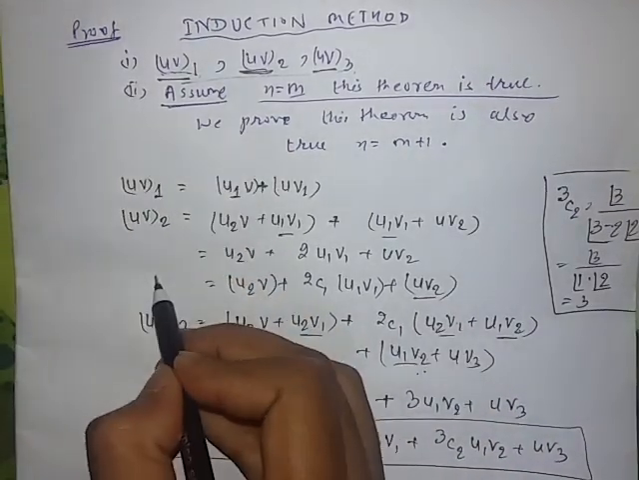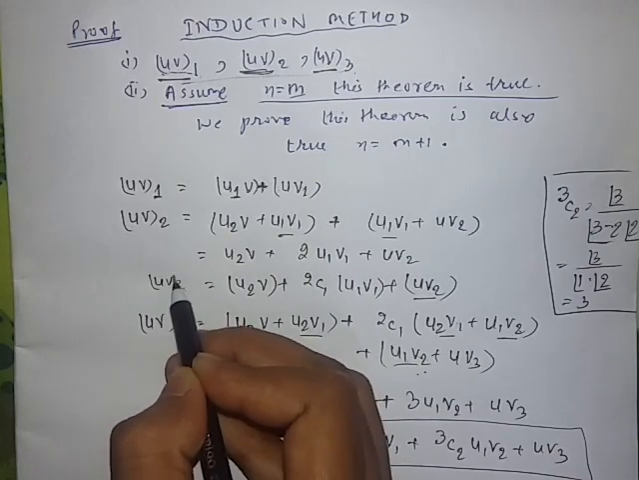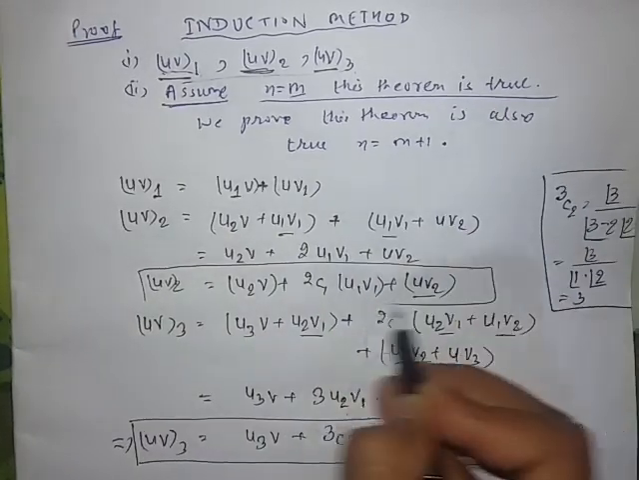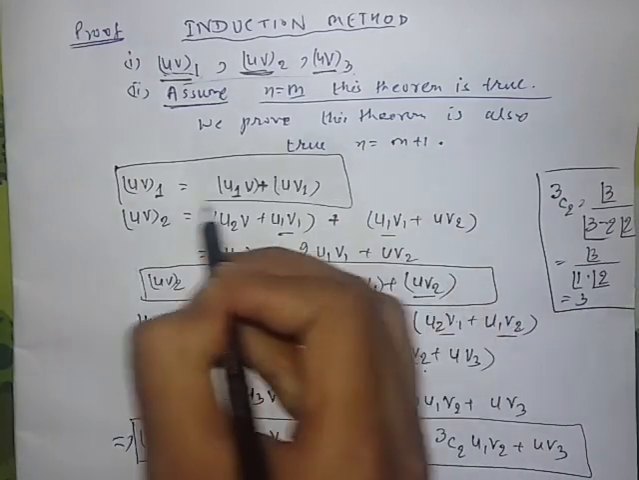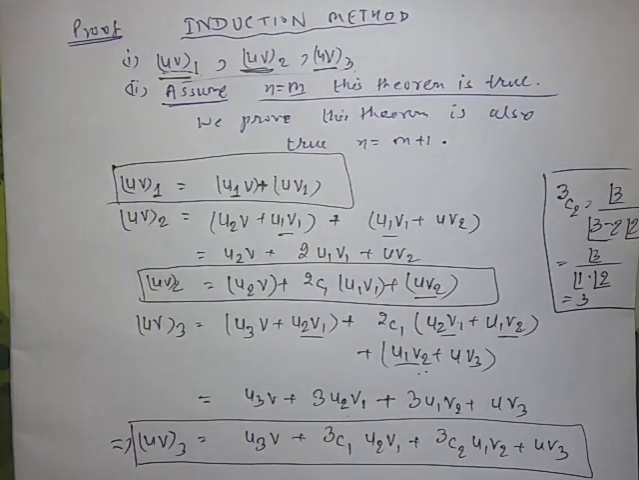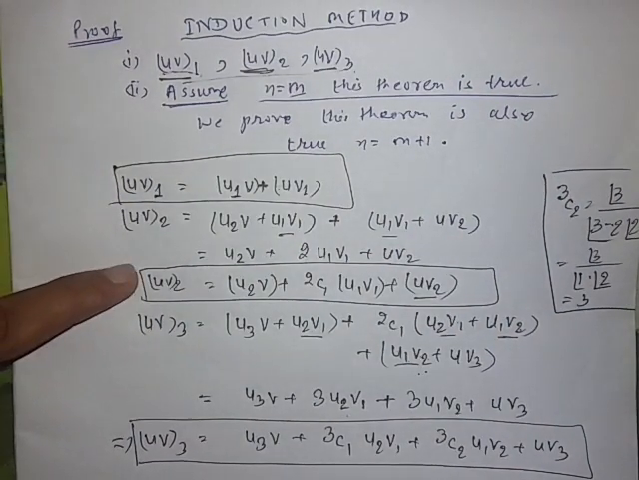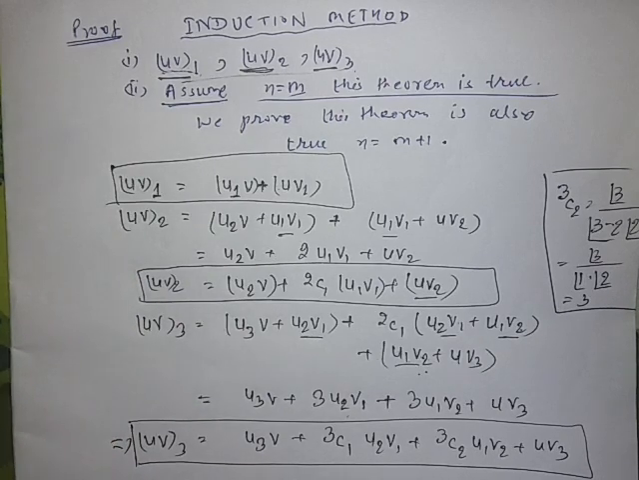This, uv2, this and this. So the theorem is true for n equal to 1, n equal to 2 and n equal to 3.